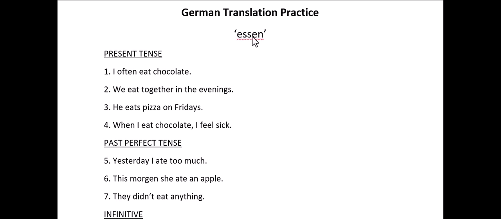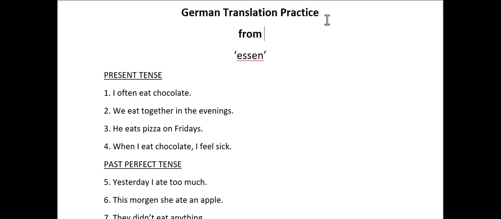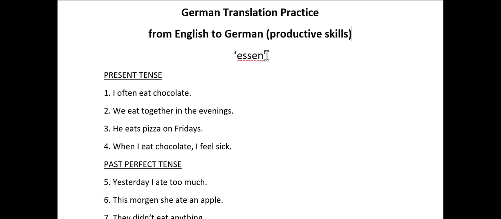This is an opportunity for you to practice your German translation skills, which is useful for both speaking and writing, of course. And we're going to be translating from English to German, which is the hardest thing to do for a German learner. This is practicing your productive skills rather than your receptive skills, just understanding. And we're going to use the verb essen, the German verb essen, which of course means to eat.